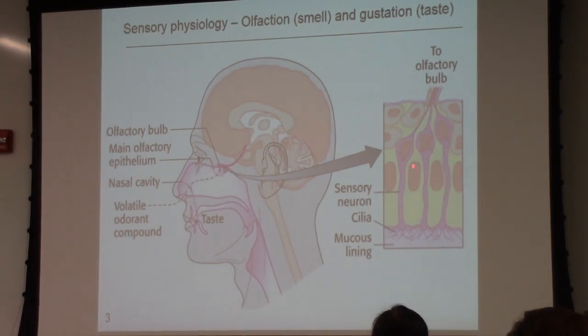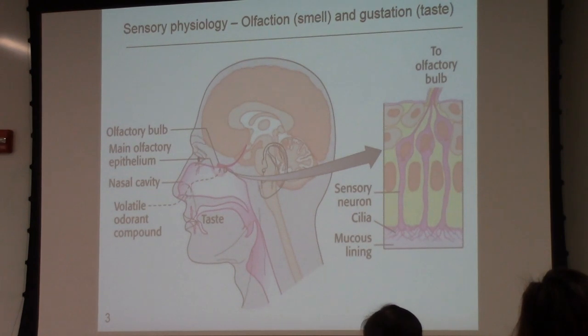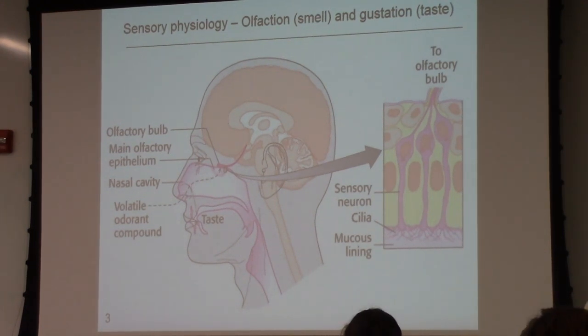And this yellow structure here in this cartoon is supposed to illustrate a perforated bone at the base of the skull called the cribriform plate. So, you said the nerves go through that bone? Yeah, nerves go through that bone.